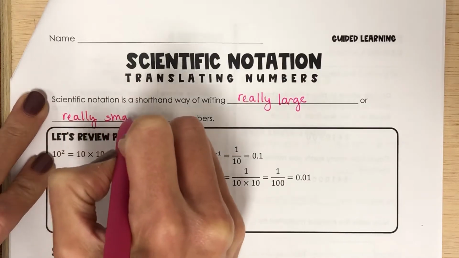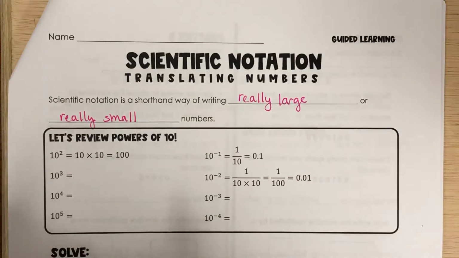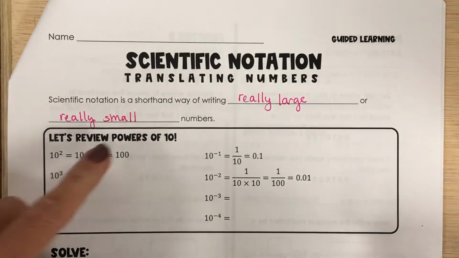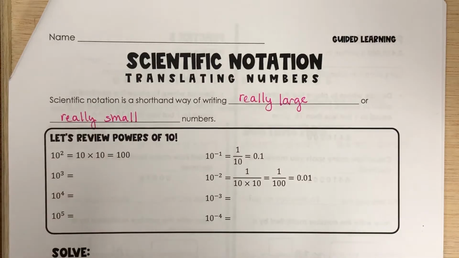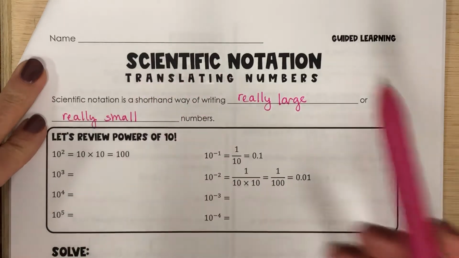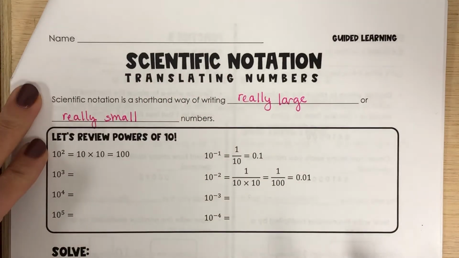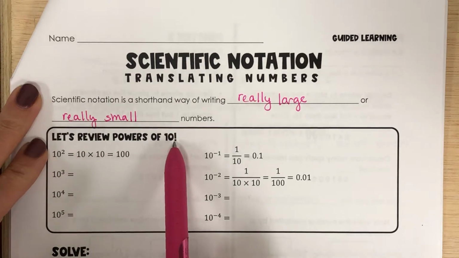A lot of times we do use this in science, especially like astronomy, when we're dealing with millions and billions of miles away, or we're dealing with atoms, so super microscopic numbers. So that's when we a lot of times use scientific notation, hence why it's called scientific. So in order to use scientific notation, we need to review our powers of 10, because scientific is dealing with powers of 10.